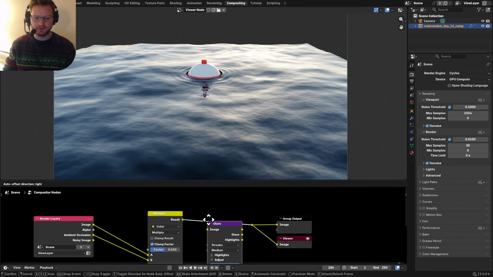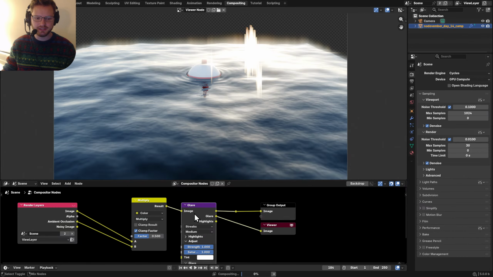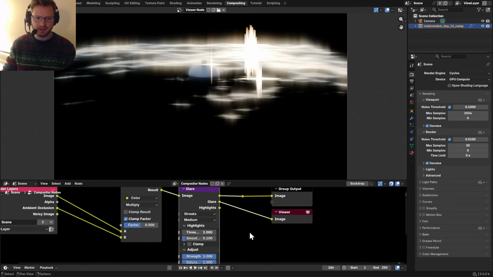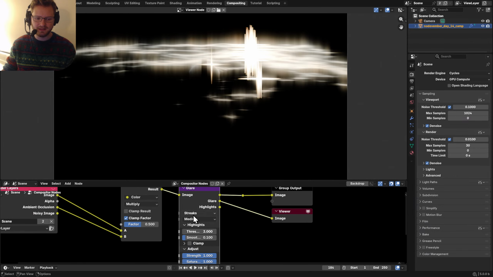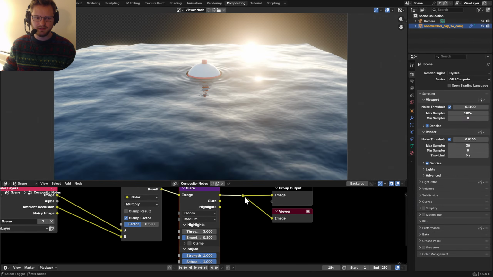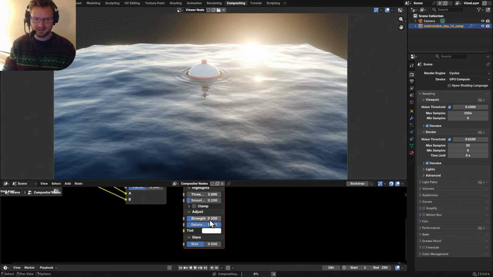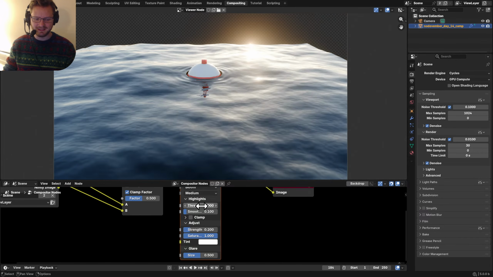Let's throw this through the glare. Sheesh. Bring up the threshold for what counts as a glare. It's fine. Bloom. Disgusting. Still disgusting. It's just too much.